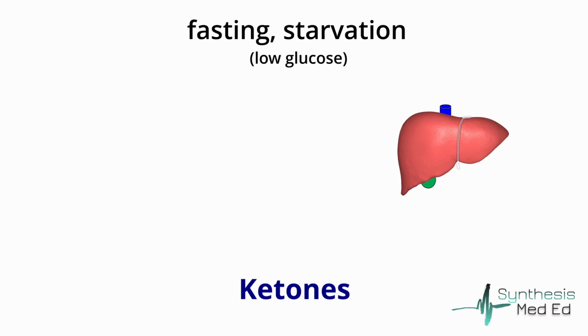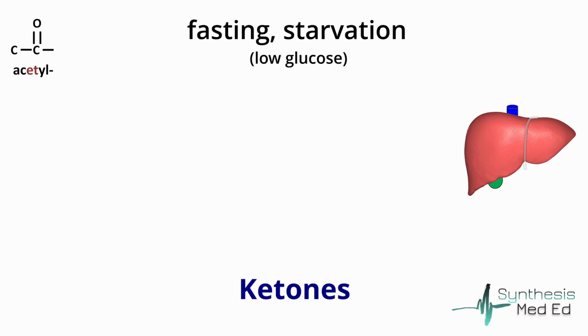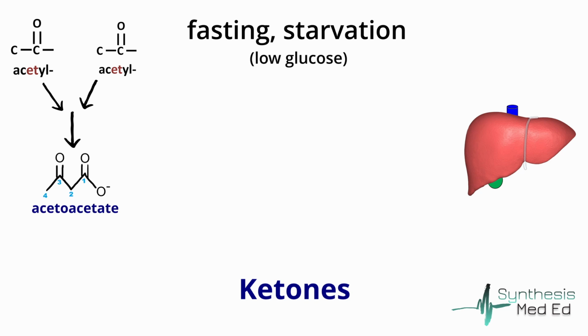So within the hepatocytes, a 2-carbon acetyl-CoA molecule is joined to another 2-carbon acetyl-CoA molecule, and after a few steps, we produce a chemical called acetoacetate, which is a 4-carbon molecule. Remember that the prefix ACET indicates 2 carbons, and that's why this molecule is named acetoacetate.